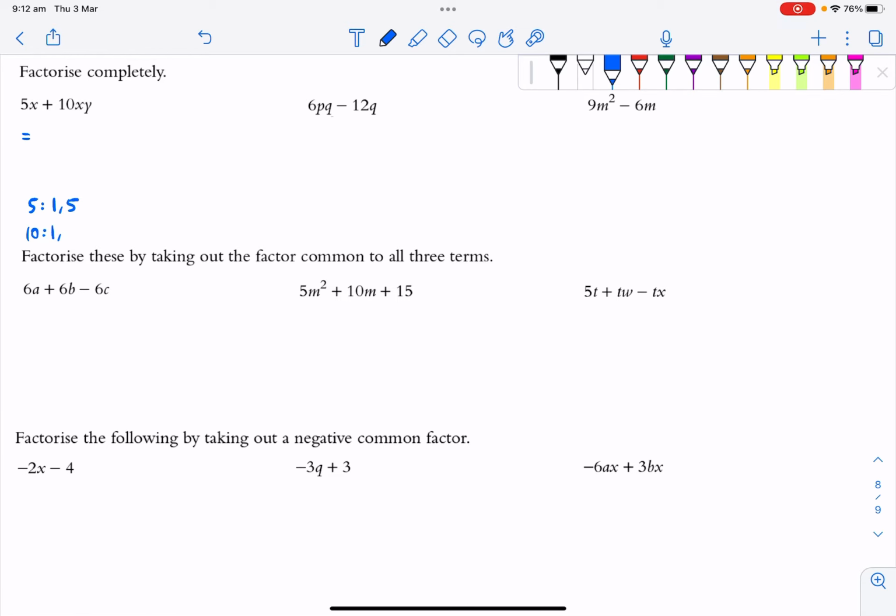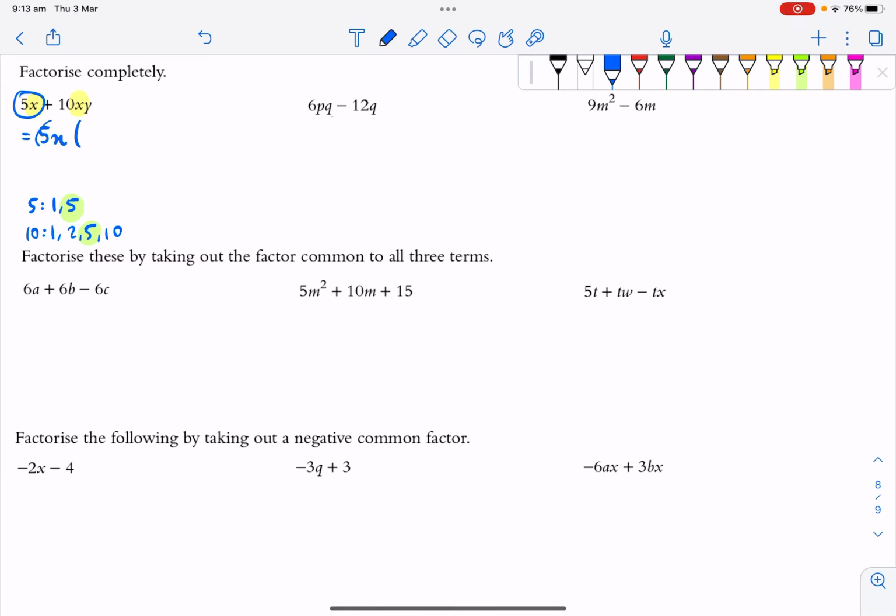Firstly, for 5, we have 1 and 5. For 10, we have 1, 2, 5, and 10. I can see the highest common factor is 5. That means I'm going to be factoring out 5. Second to that, I look at the letters, and I notice that both terms have x. Well, guess what? X is also common. You take that out. And now you open a bracket, and now we do the division.